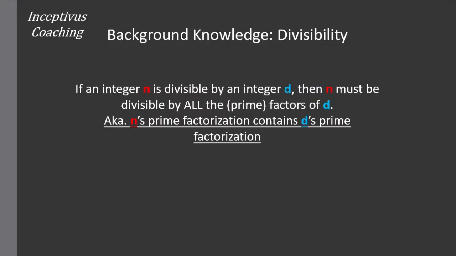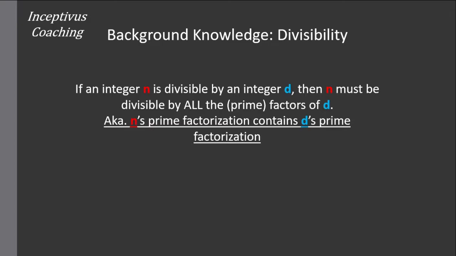All right, if we're solid on the concept of divisibility, then we will know how to approach this problem. So let's first review the key ideas of divisibility. If an integer n is divisible by another integer d, right, positive or negative doesn't matter, then n must also be divisible by all the factors of d, including all the prime factors, right? So that's the formal definition, but my personal understanding is this.